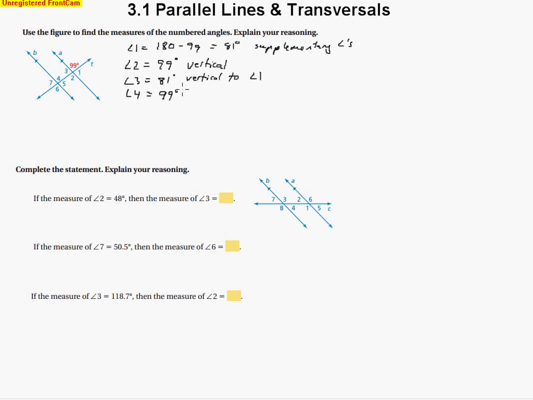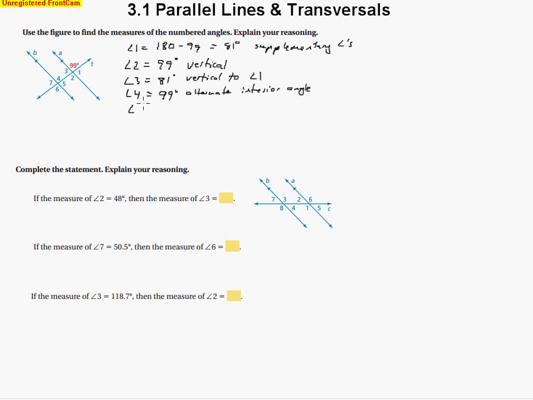And the reason why is because it is an alternate interior angle. And whenever we have parallel lines like we do here, we know that alternate interior angles are always going to end up being congruent. And so let's take a look at the next one.